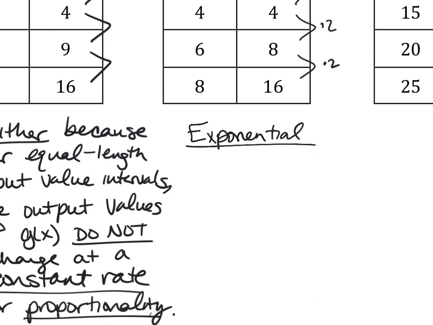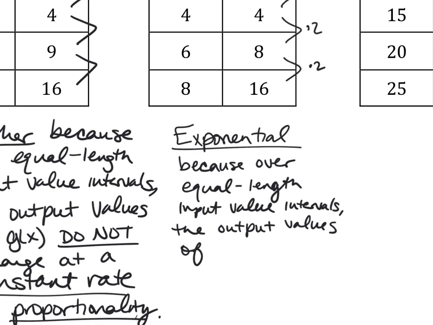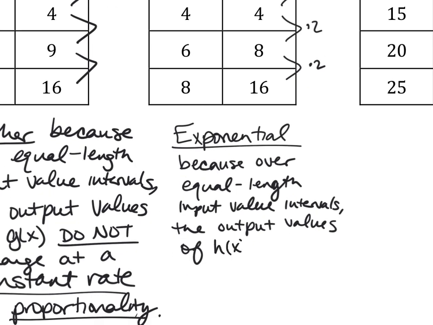Cool, but just telling me that is not it anymore, we have to give an explanation. So we'd say it's exponential because over equal length input value intervals, just saying that all of the x's change at a constant number, the output values of, and what is this function called? I can't see it. H of x? Yeah, h of x. Change proportionally.